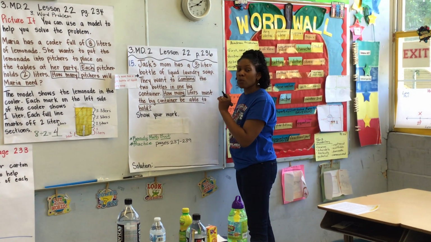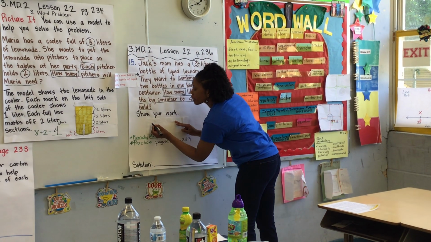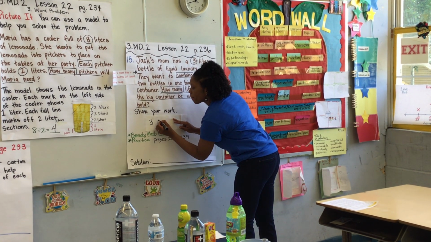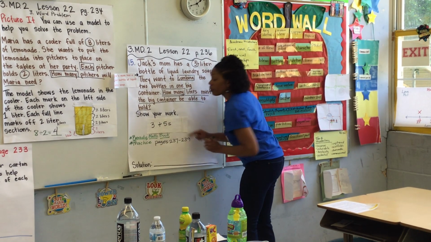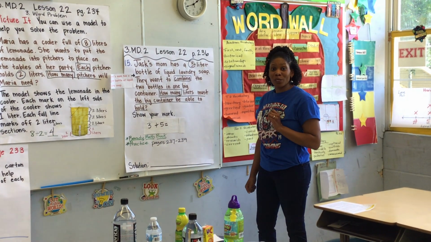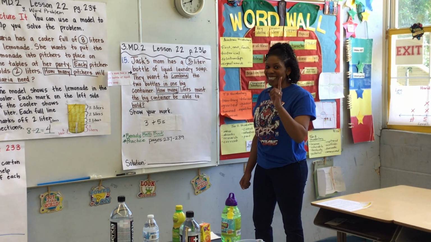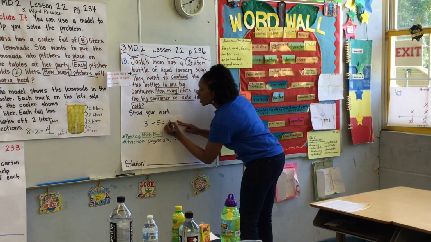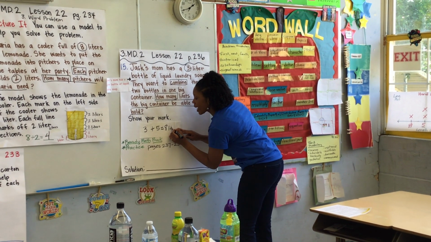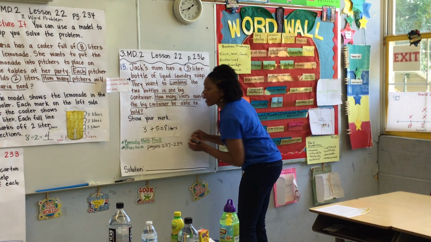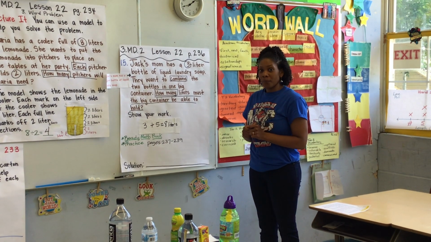So the equation that I'm going to write is 3 liters plus 5 liters. Can you guess what 3 plus 5 equals? Yes, 3 plus 5 equals 8. So our answer is going to be 8 liters. Again, don't forget to label your answer.